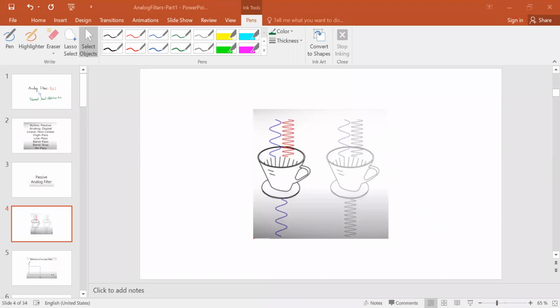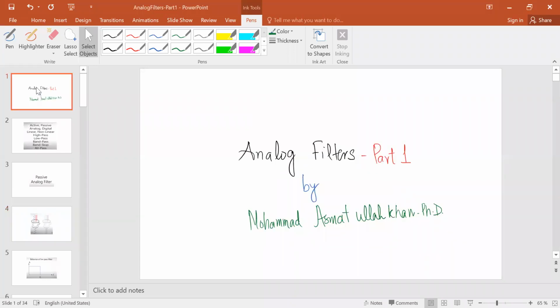Here are the PowerPoint slides for a lecture on analog filters. So analog filters basically are filtering systems. They are not signals, they are systems, but their job is to stop certain frequencies and allow other frequencies to move.